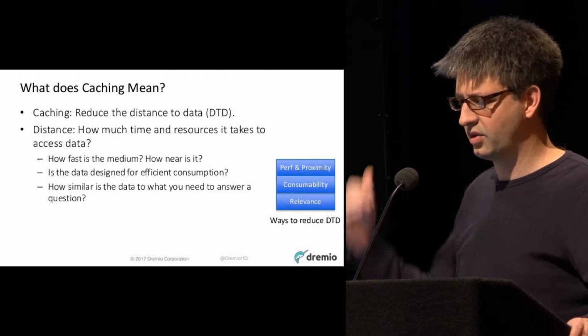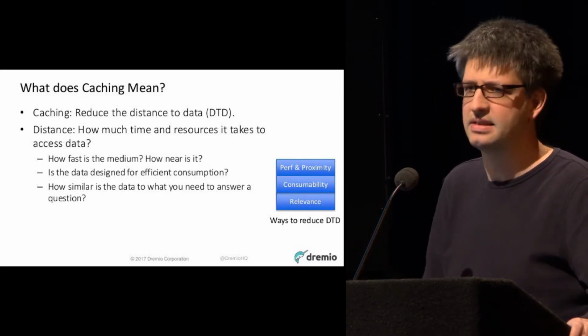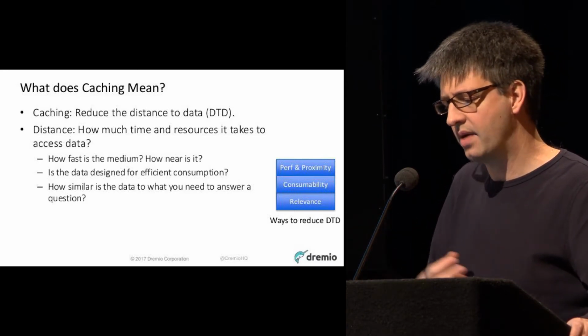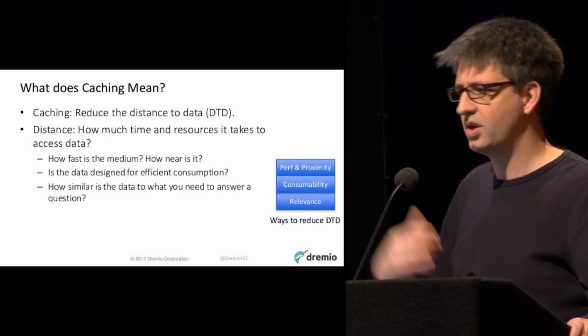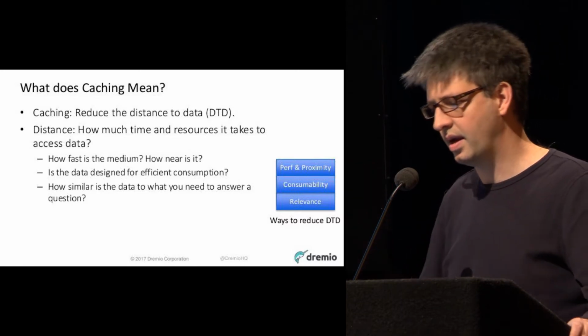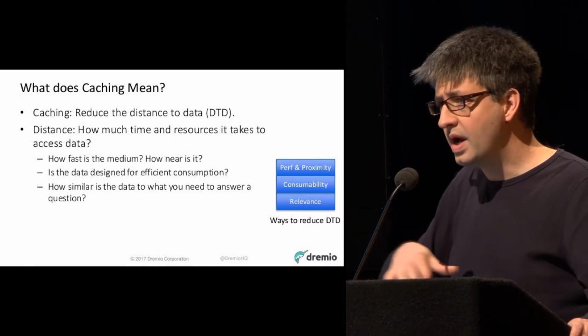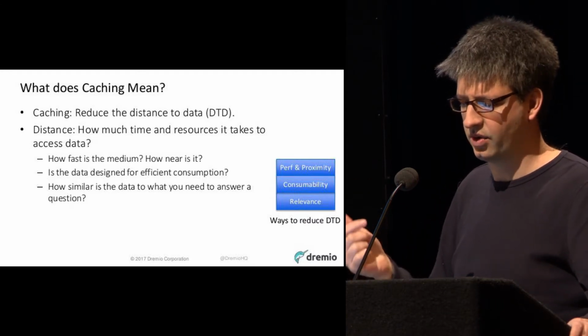The first is what I saw over on the right here. You can see performance and proximity. And so that's like how fast is the medium, right? How near is this data to me? So is it on the same node that I'm on? Is it in memory as opposed to on disk? Is it on the CPU cache instead of in memory, right? So that is one type of way you think about caching. But there are 2 others that I think are also important.